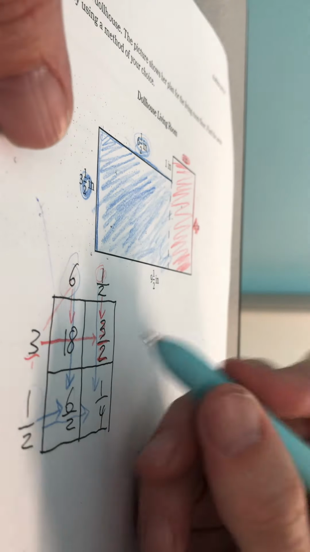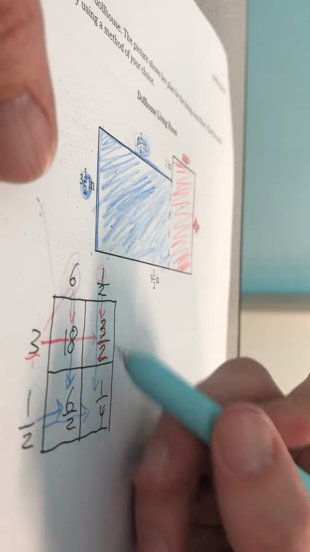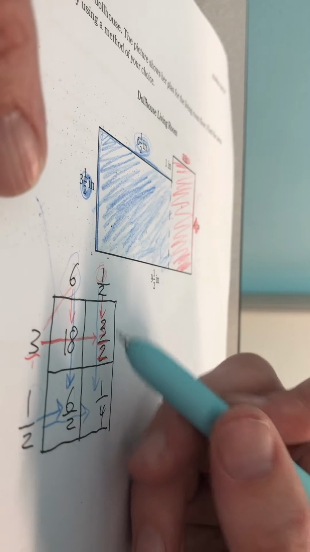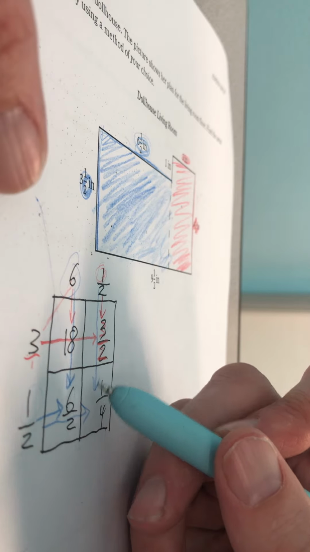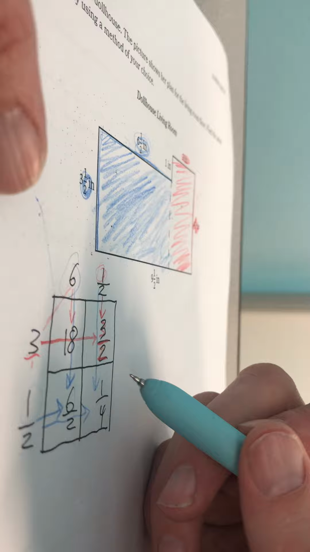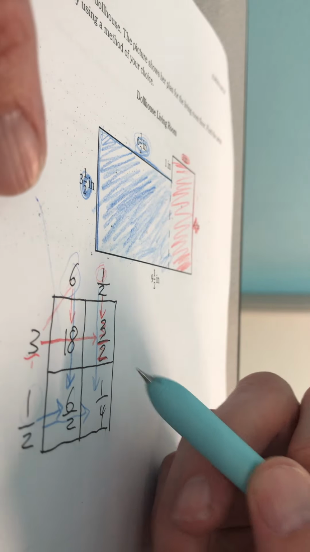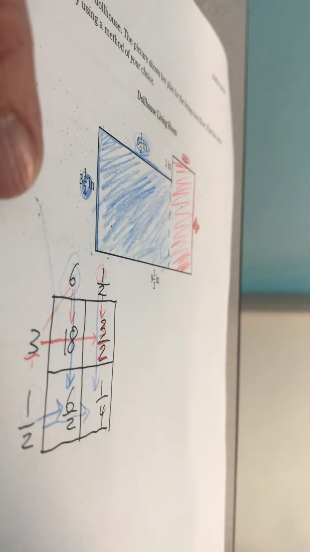Now, it can help when we add these to turn them into mixed numbers when the numbers are small, into mixed numbers before we add them up. Or we can do it a little different way, but I'm going to talk about that in the next video. This just shows how to find the parts in the area model.